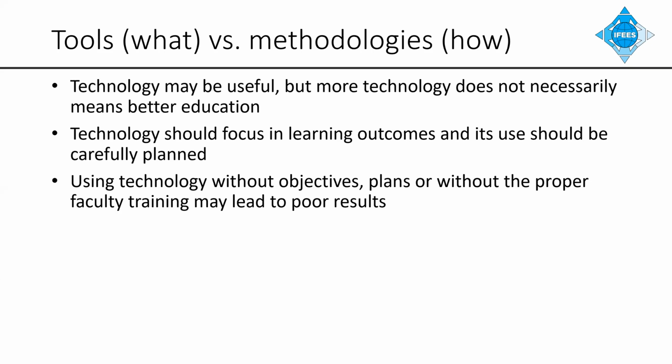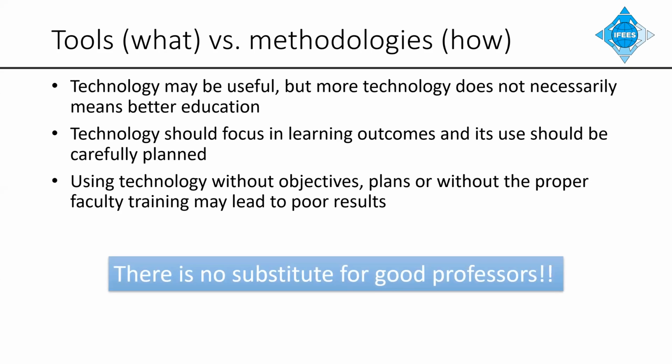Or we can add some problems, or we can have poor results if we don't plan carefully how to use the technology. So again, there is no substitute for a good professor, because the good professor is the one that will plan and decide how to use that technology, trying to have better results, to have good learning outcomes, and how to properly apply that technology.